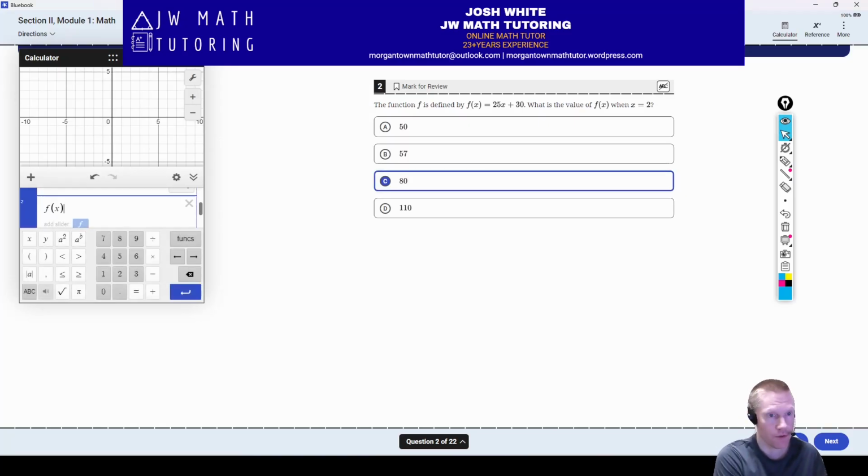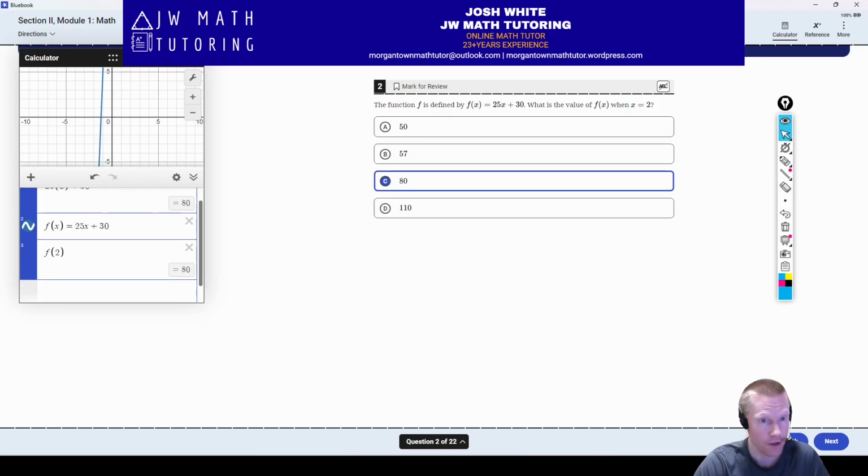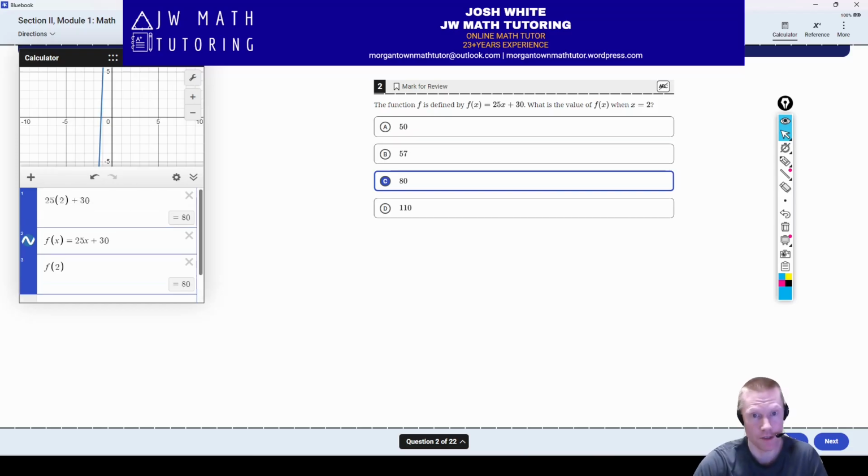Or, if you want, you could type the function like this, and then on the next line, type f of 2. And you could get 80 that way. So either of these options is acceptable, but the correct answer for this is just going to be 80.